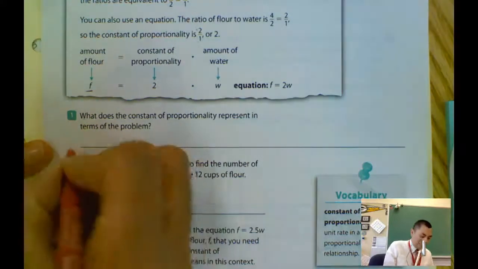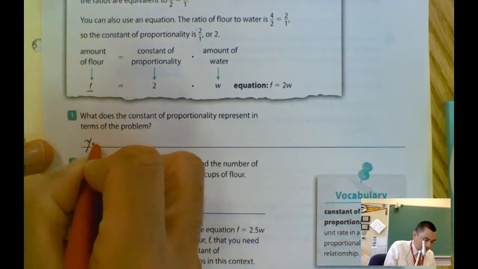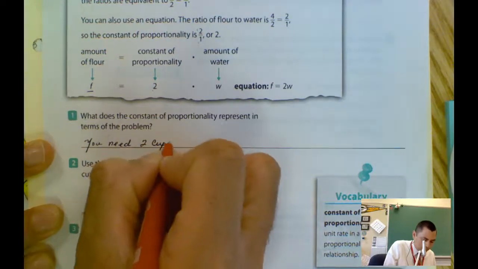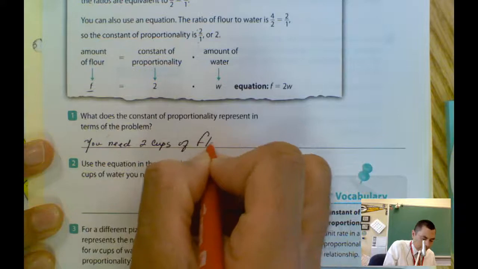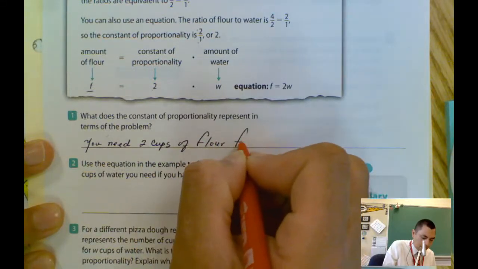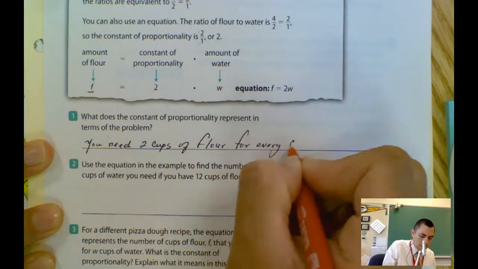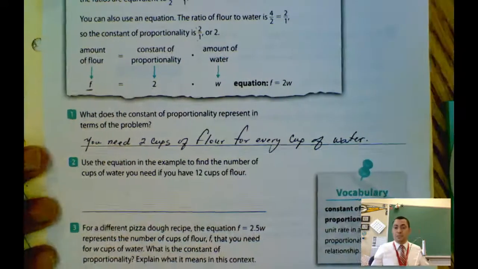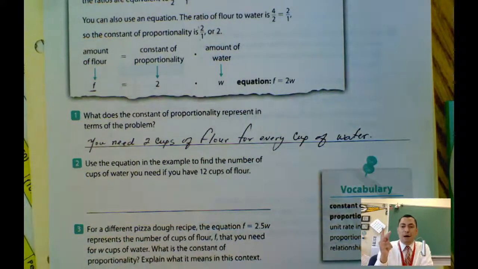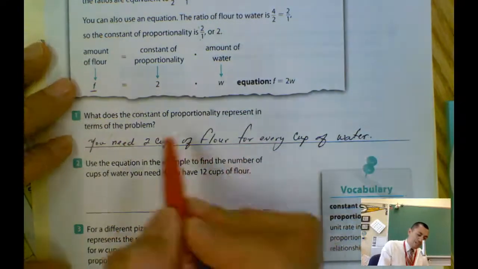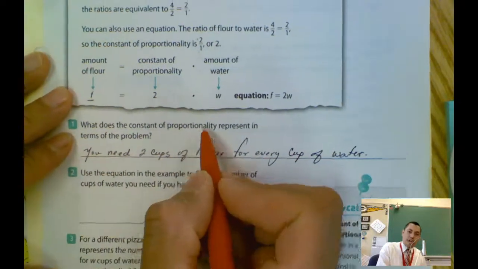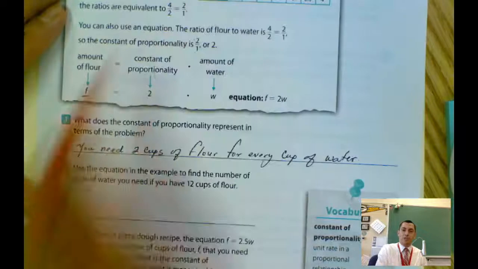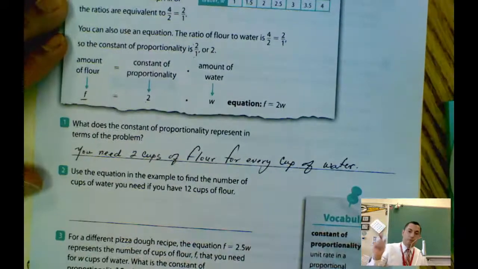And in this case, you can say you need 2 cups of flour for every cup of water. That's what it means. That for 2 cups of flour, you need 1 cup of water. That's the constant of proportionality. And we have it here. It's 4 over 2. But we simplify and we get 2 over 1. So for every 2 cups of flour, we put 1 cup of water.